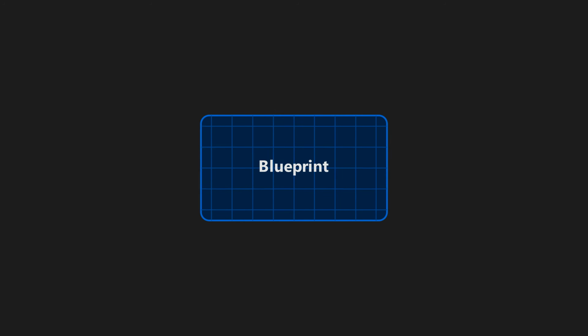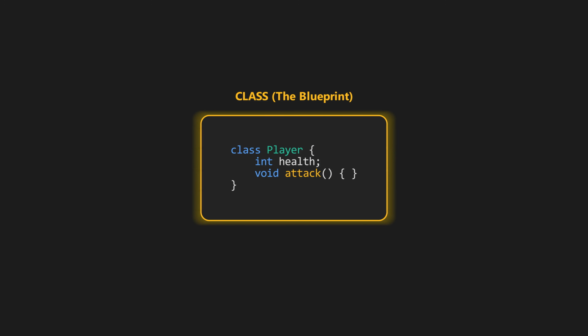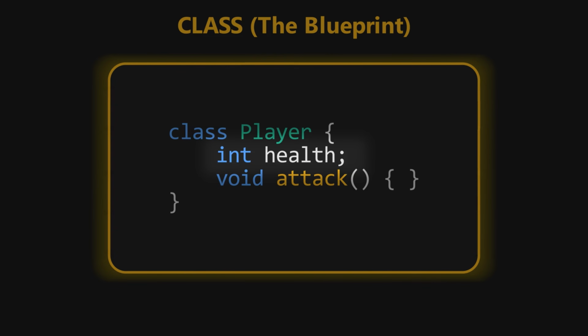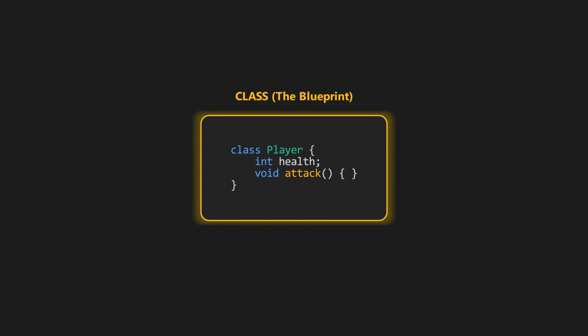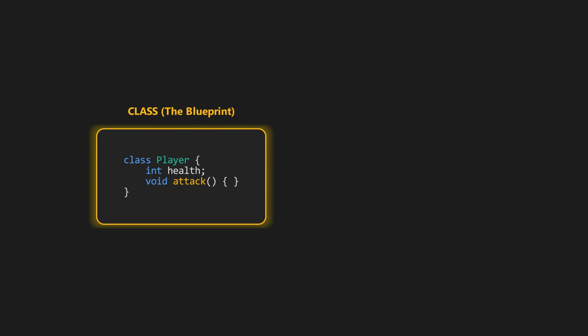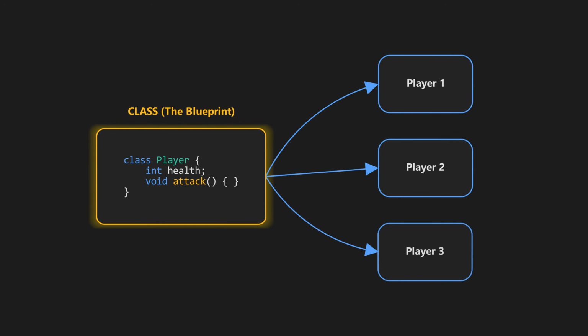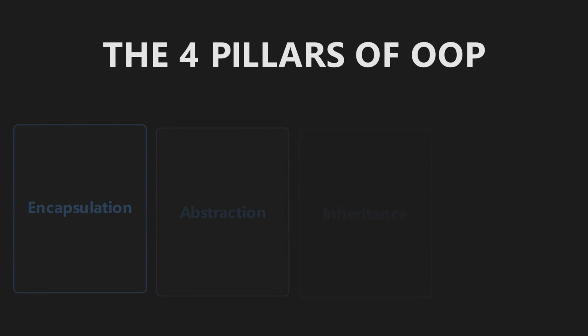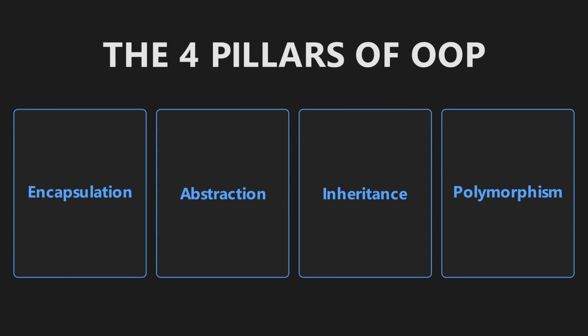But to make an object, you first need a blueprint. That's what a class is. A class is just the code template. It says every player in this game will have a health number and an attack function. But a class isn't a real thing in your game yet. When you actually spawn a player into the game, you are creating an object from that class. Once you have your objects, OOP gives you 4 superpowers called the 4 pillars.